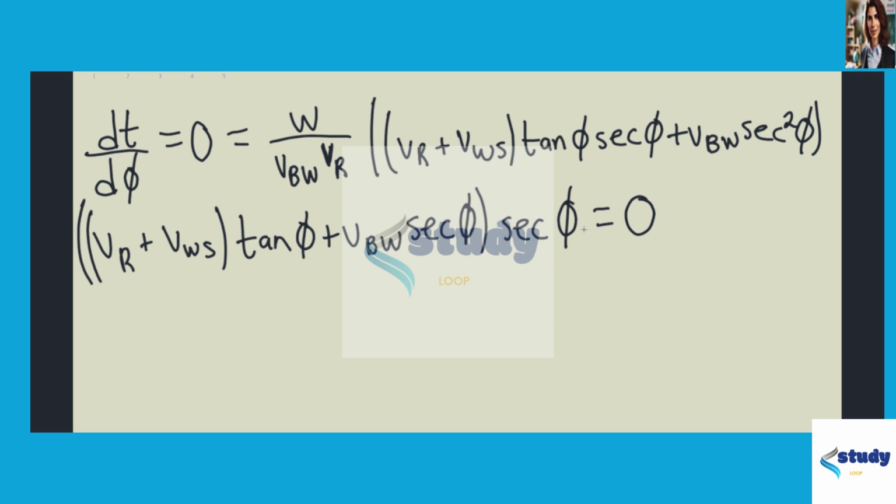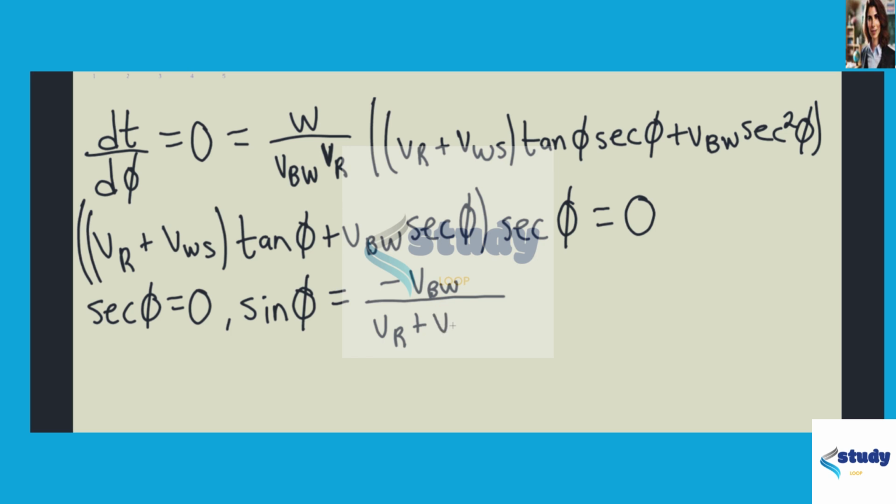And so we can say that here secant of phi can equal 0, or sine of phi would equal negative 1 times the velocity of the boat relative to the shore divided by the velocity of the man running plus the velocity of the water relative to the shore. We know that this answer is impossible, so we can eliminate that. We're going to use this.